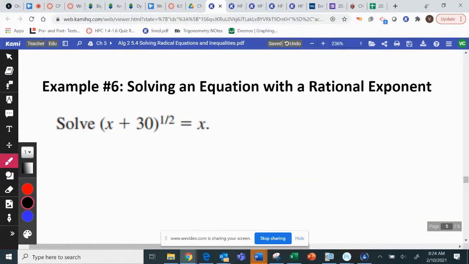Okay, so example 6. We need to get x by itself, but x is by itself, isn't it? No, it's not. It's on both sides. So we need to combine the x's on the same side. I can't do that right now because of this power that is on the parenthesis. So what I need to do first is get rid of this power. I need to make that power into a 1, and that means I need to raise both sides to the reciprocal.